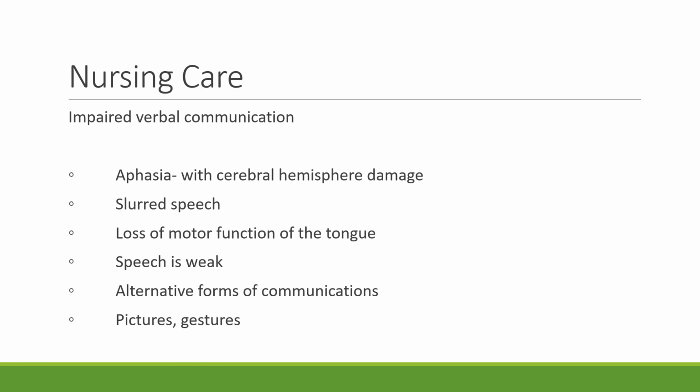Impaired verbal communication. So aphasia happens often with cerebral hemisphere damage. They're going to have slurred speech. Loss of motor function to the tongue can happen. Speech could be weak, where they almost whisper, because not only does speech have a thinking component, it has a motor component. And we will use alternative forms of communication like pictures or gestures.